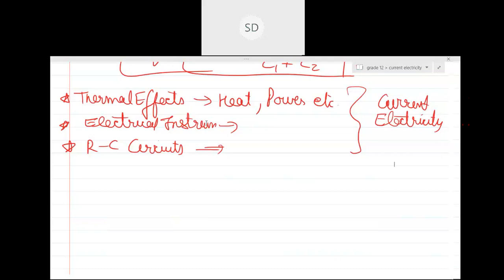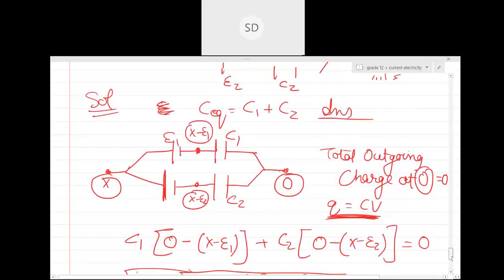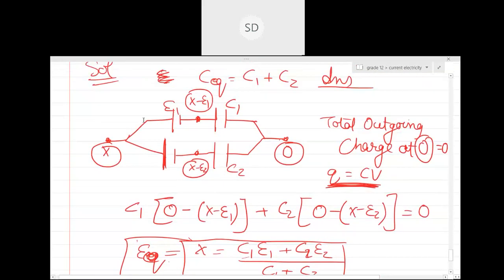Don't worry. Can you explain the last one using Kirchhoff? Yes, we can do that, but should I do it now? Can you do it, please? Do one thing. Let's flow a charge Q through the circuit. If you flow a charge Q through the circuit, then what will happen? Apply the same thing, Kirchhoff.